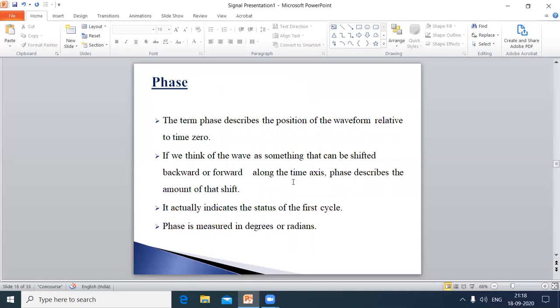Phase. Phase describes the position of the waveform relative to time zero. Sometimes it can be shifted backward or forward along the time axis. It actually indicates the status of the first cycle. Phase is measured in degrees or radians.